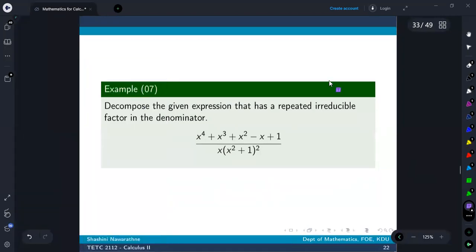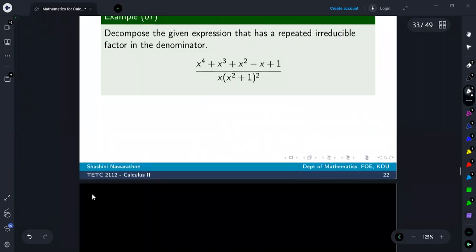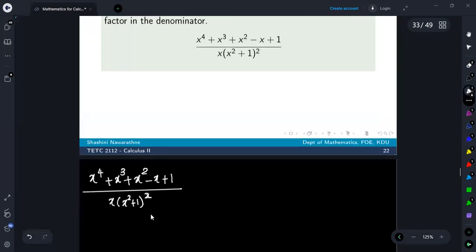So starting from this example, first I will state the example. We are going to consider the example (x^4 + x^3 + x^2 - x + 1) over x times (x^2 + 1)^2.